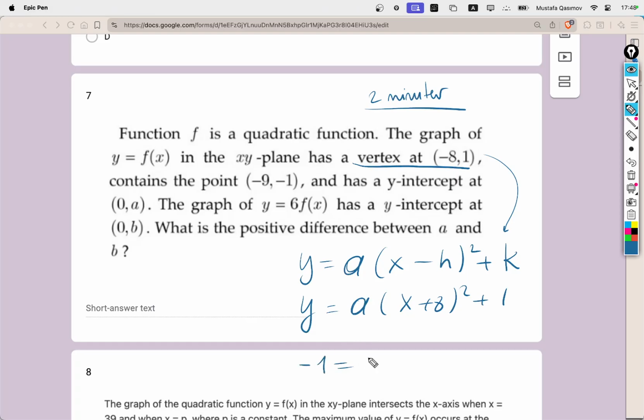Negative 1 is equal to a multiplied by (negative 9 plus 8) squared plus 1. If you calculate it, you will get 2 here probably. Is it also clear? So you have to write it here: y is equal to that one. After that, you have to find f of 0. You have to write 0 instead of x. Then you have to multiply it by 6. It will be 12, (x plus 8) squared plus 6. Then you have to write 0 here also. Then you have to look at this difference. Okay?